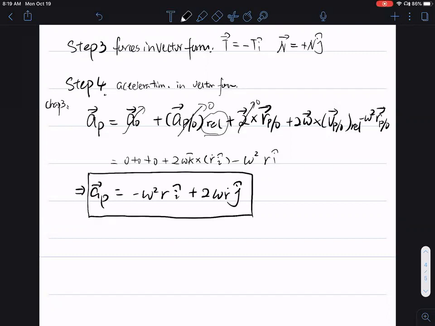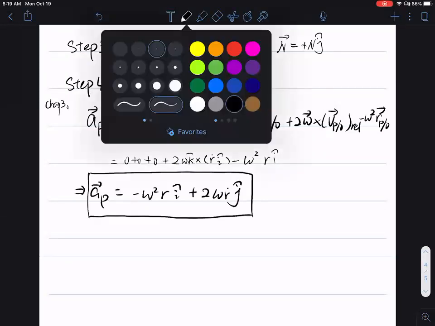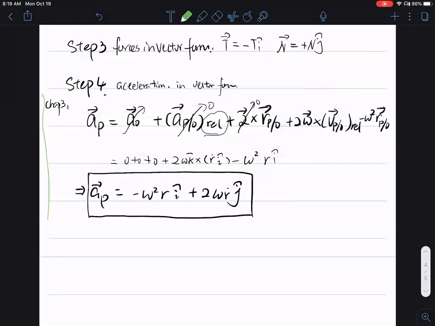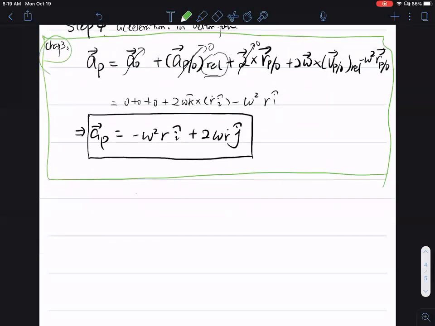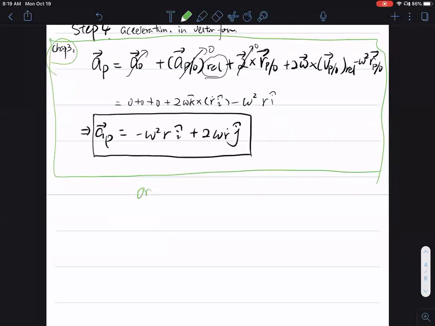Okay, so far you should have finished step 4: find the vector form for acceleration. But here, I just want to introduce one more method. So here, one box here. This is from chapter 3. We can use chapter 3 to find the expression for acceleration. We have another method, a different approach, but you also get the same result.